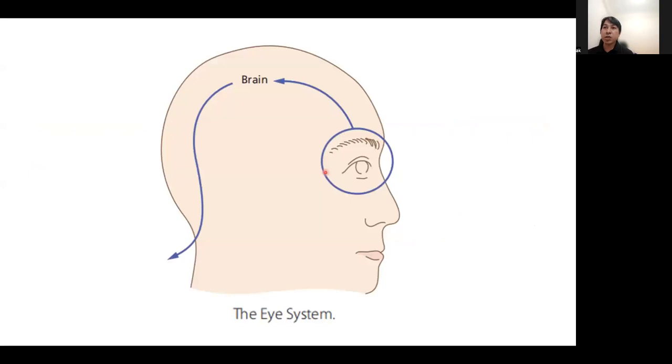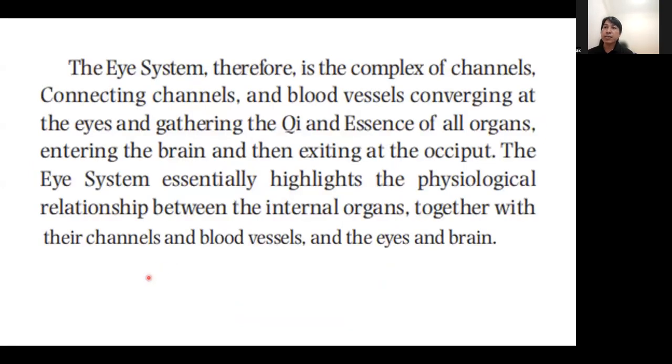As you can see in the picture, from the eye to the brain and exiting to the nape, the back. The eye system. Therefore, it is the complex of channels, connecting channels and blood vessels converging at the eyes and gathering the chi and essence of all organs, entering the brain and then exiting at the occiput. The eye system essentially highlights the physiological relationship between the internal organs, together with their channels and blood vessels, and the eyes and brain.